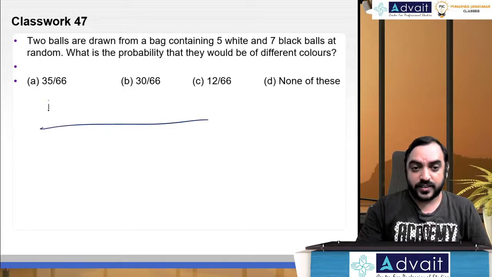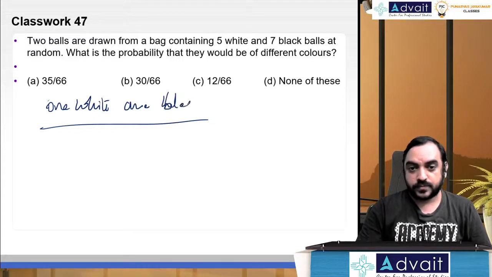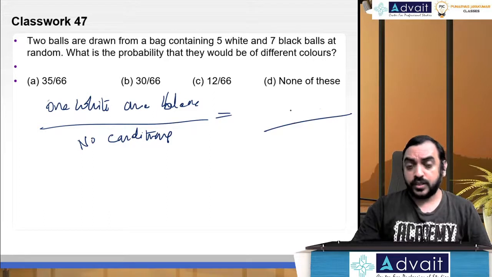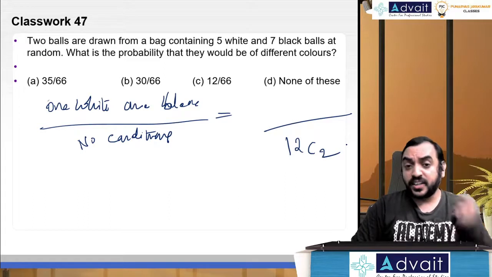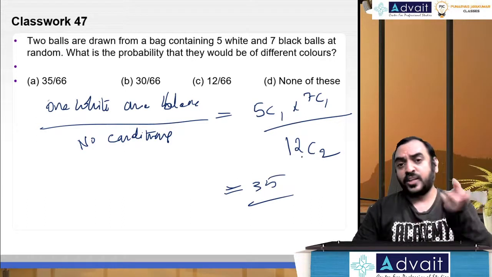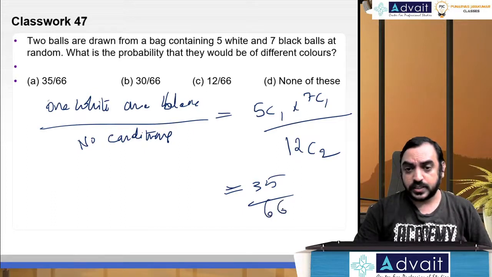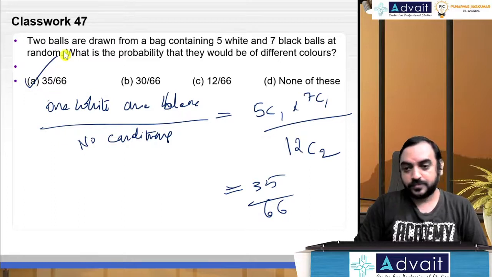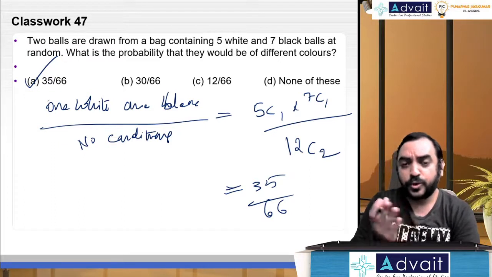So numerator: 1 white, 1 black. Denominator: anything, no conditions. So what is the denominator? You are selecting 2 out of total how many? 12C2. And numerator, 1 white 1 black, 5C1 and 7C1. So 5 into 7 is 35, and 12C2 is 12 into 11 by 2, 11 into 6, 66. So 35 by 66, option A. I hope you are able to get this, not a difficult one.